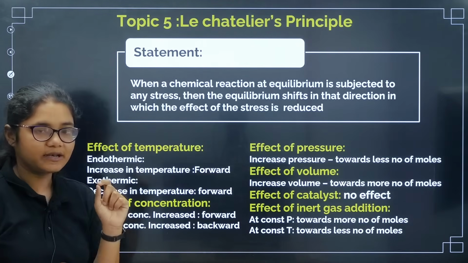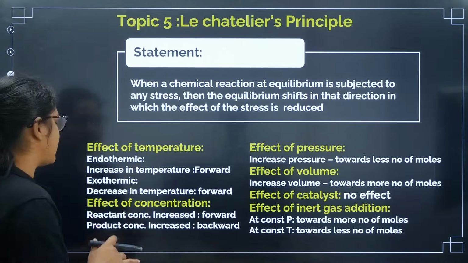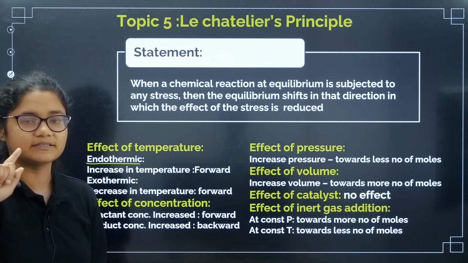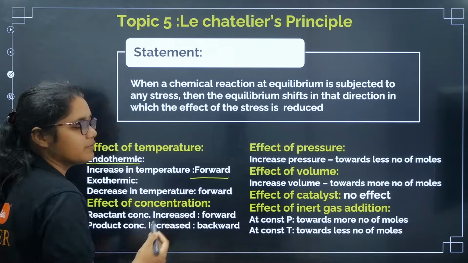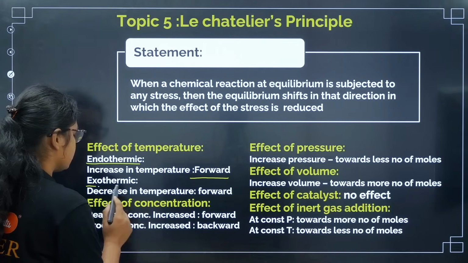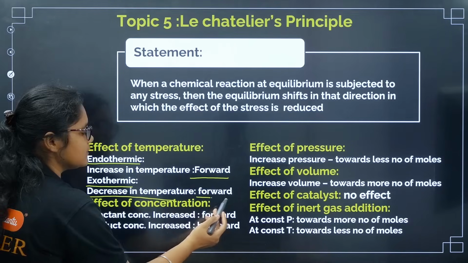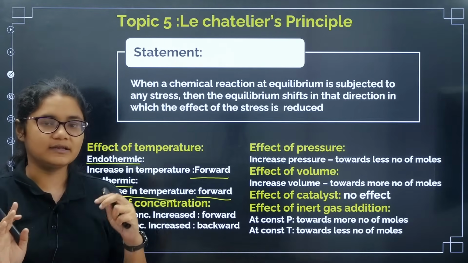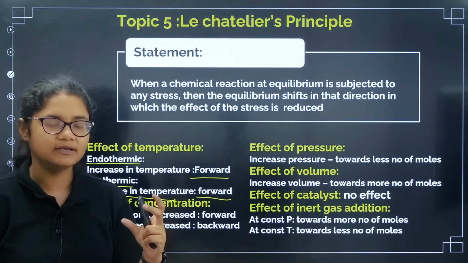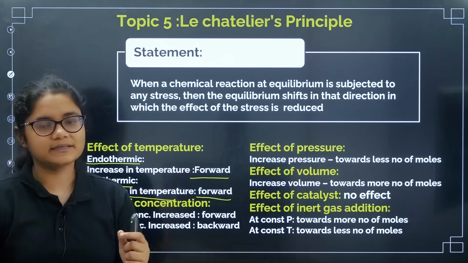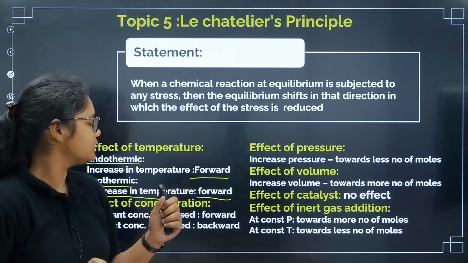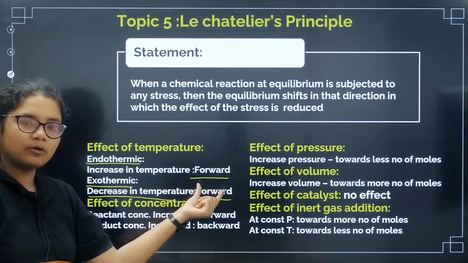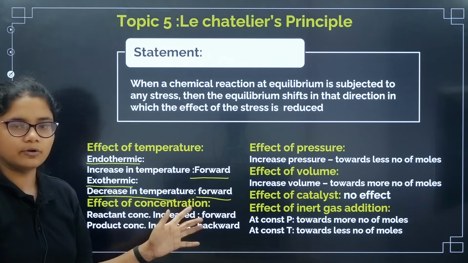if the reaction is endothermic and you are increasing the temperature, then the reaction will go in the forward direction. If it is exothermic and you are decreasing the temperature, then it will go in the forward direction. Clear? Endothermic reaction, increasing temperature, forward direction. Exothermic reaction, decreasing temperature, forward direction. And that means the other things will be opposite. If you decrease the temperature of an endothermic reaction, it will go backward. If you increase the temperature of an exothermic reaction, it will go backward.